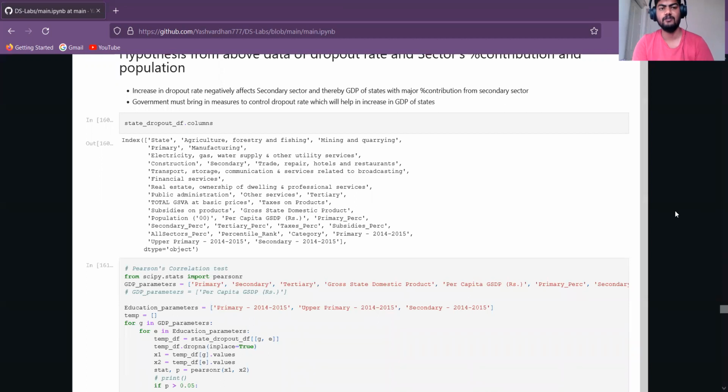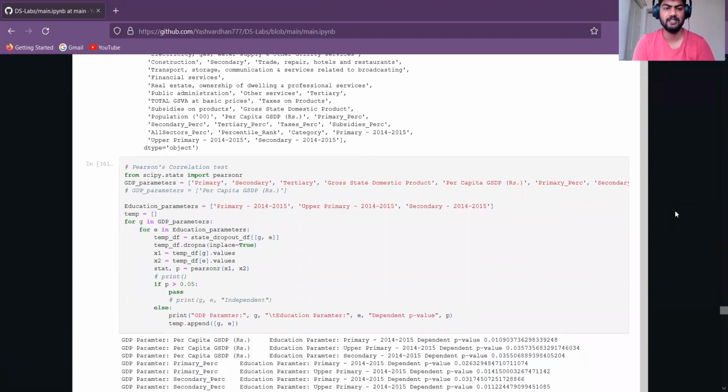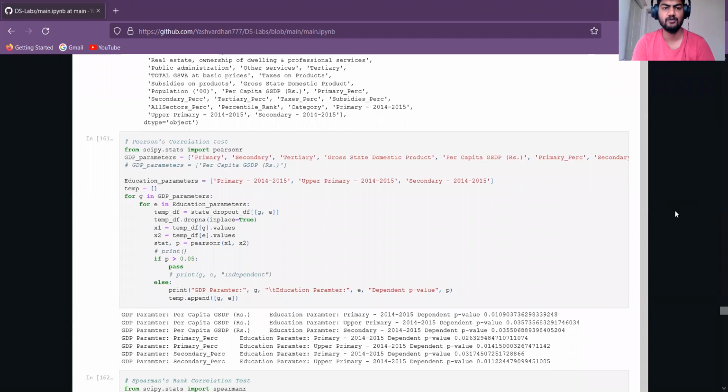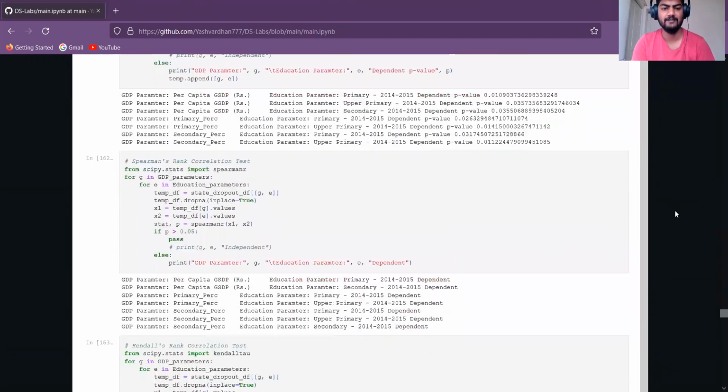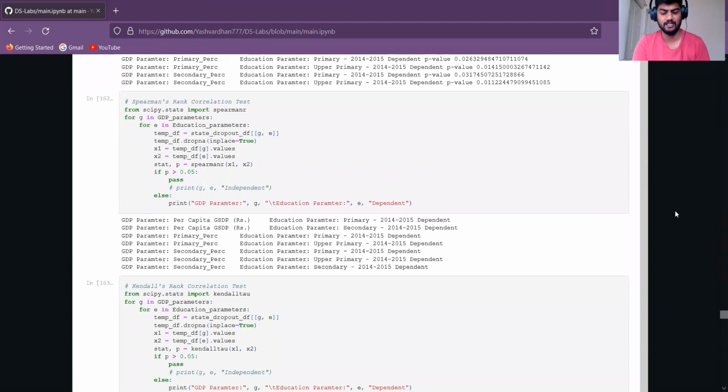We use three hypothesis tests. First, the Pearson correlation test. The second, Spearman's rank correlation test, and the third is Kendall's rank correlation test.